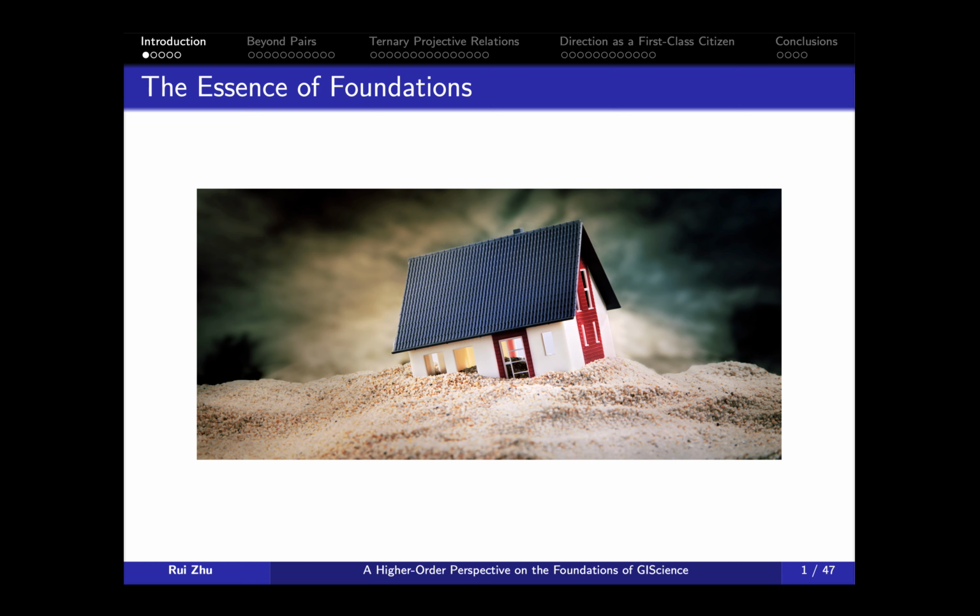The development of spatial methods and techniques, as well as the addressing of real-world geospatial applications, all rest on the foundation of GIScience, such as the conceptual models of geographic information, Tobler's first law of geography, qualitative spatial reasoning, and so on. But why do we have to rethink the foundations, particularly at this time, and why from a higher order perspective? To answer these questions, I would like to start from a personal story.